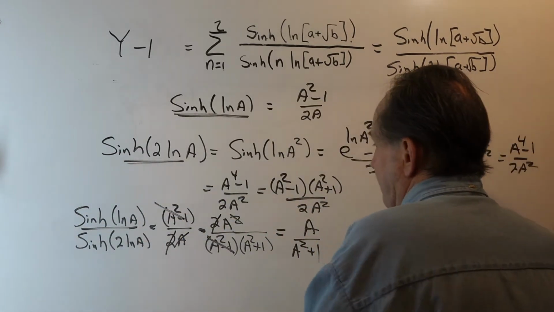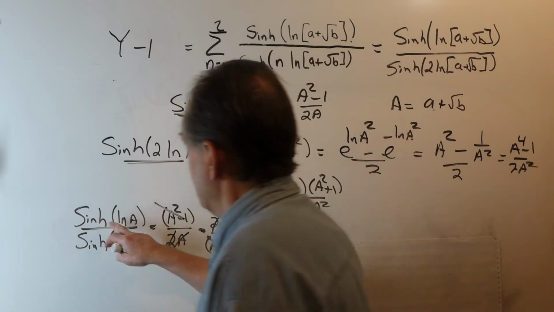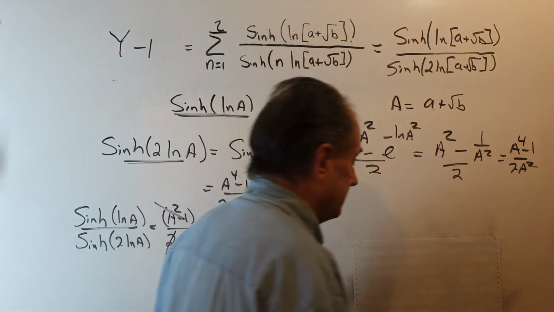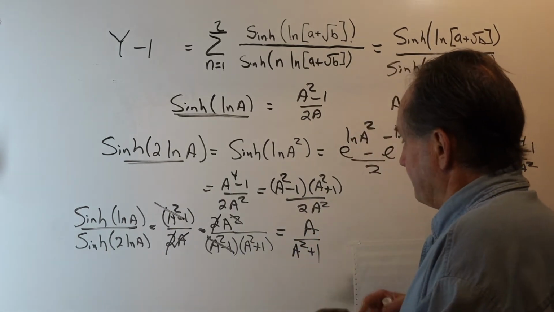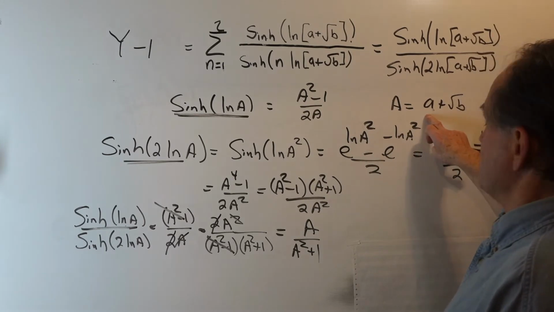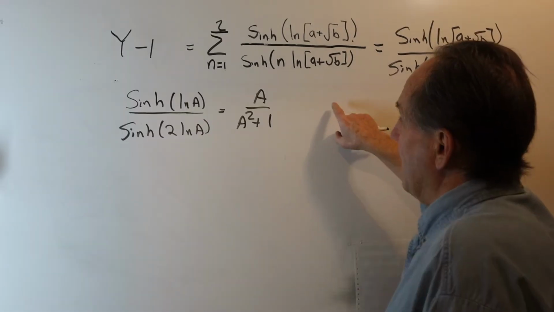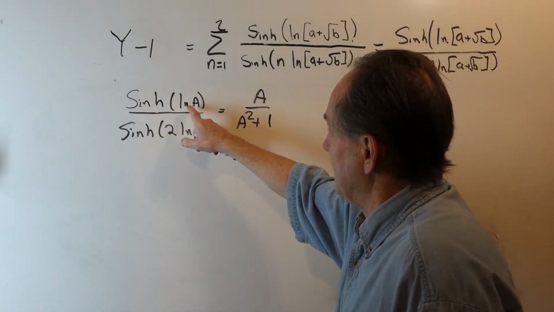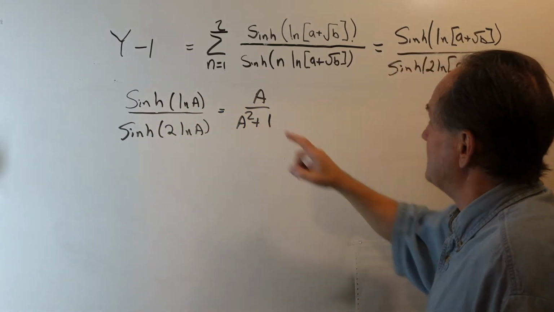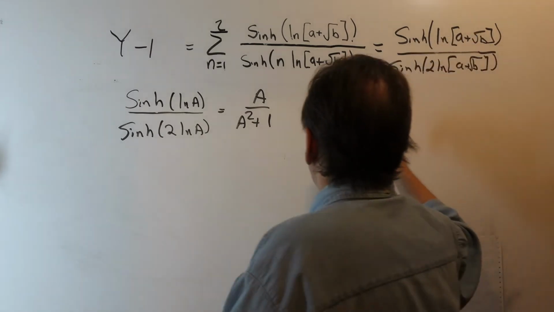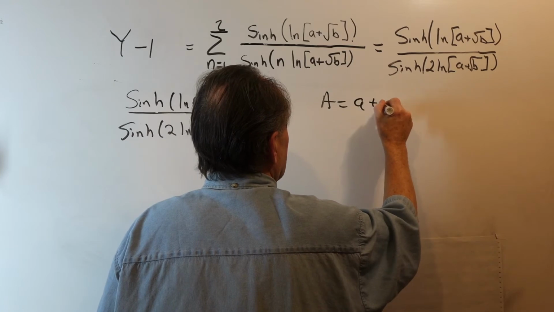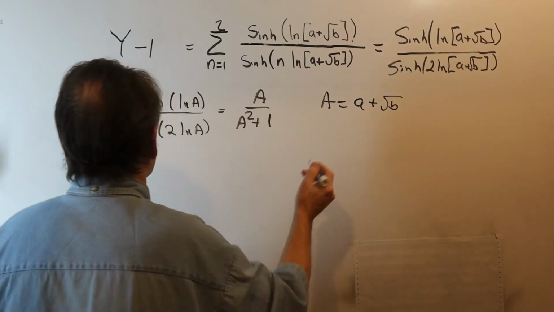So that's the form for sinh of the natural log of a over sinh of twice the natural log of a. Now let's put in for our a, which is little a plus the square root of b. We now have that the sinh of ln a over the sinh of twice ln a is a over a squared plus 1. So now we'll make the substitution that a equals little a plus the square root of b.